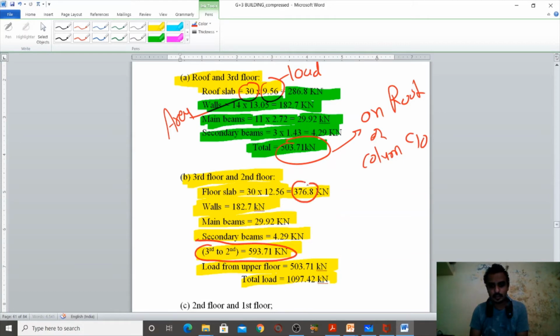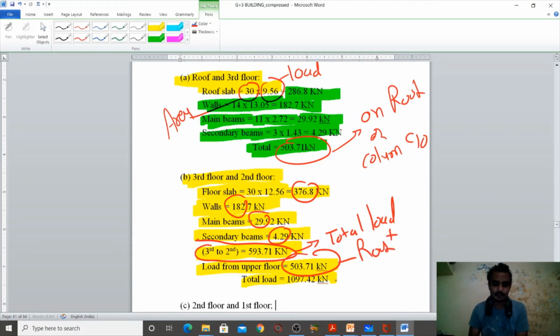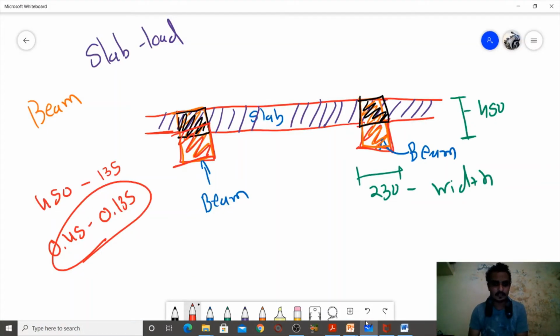These are the total load, the summation of all these three loads, and this load from the roof. The summation of these two gives the total load on the third floor, on the second floor. Okay, how this happens, I will explain in the figure.